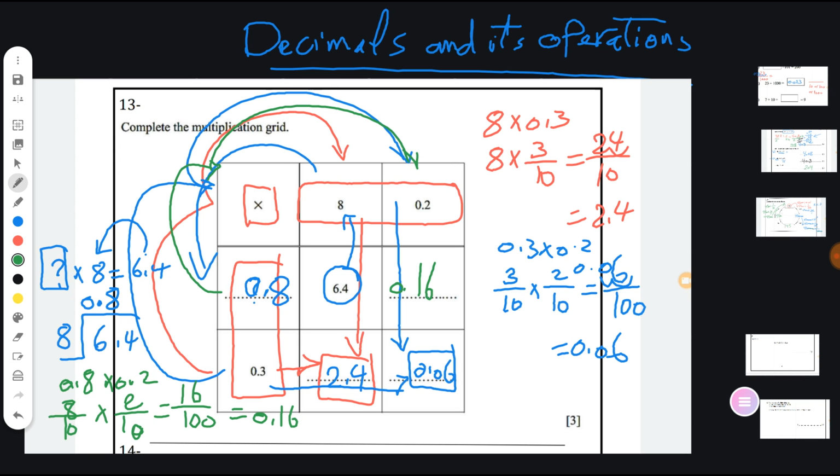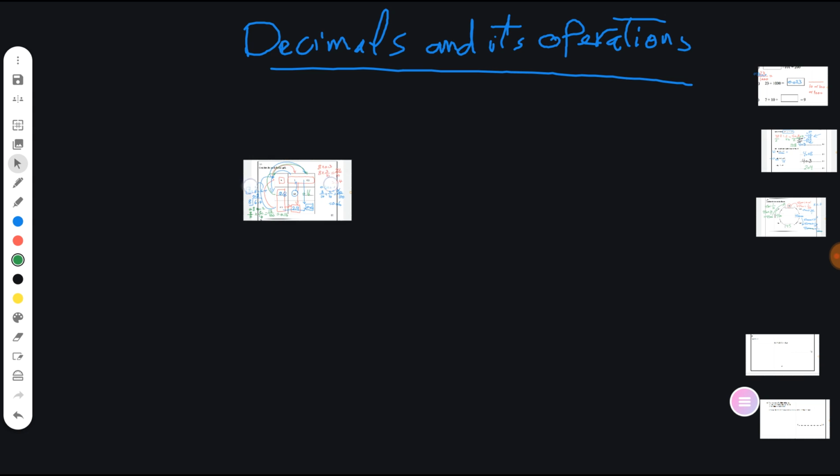this is how to use the grid, okay? And also how to multiply decimals. We already explained it. How to divide decimals, we already explained it together, okay? So just practice more to cover this kind of questions.